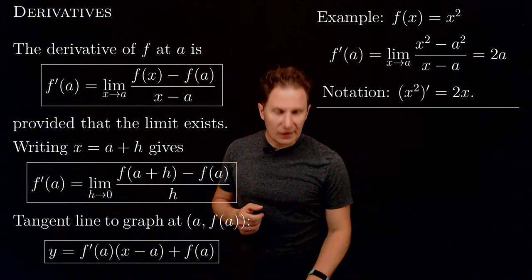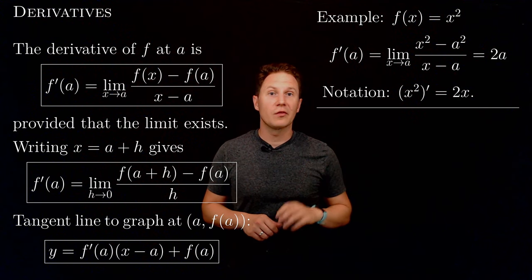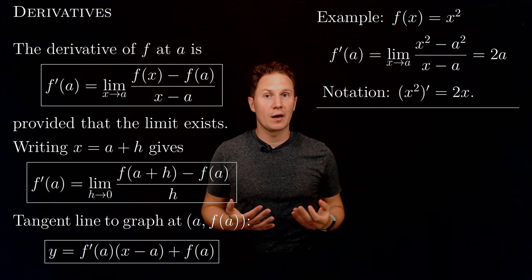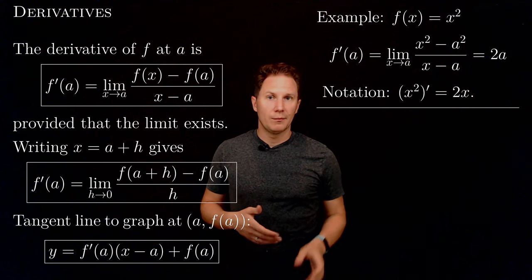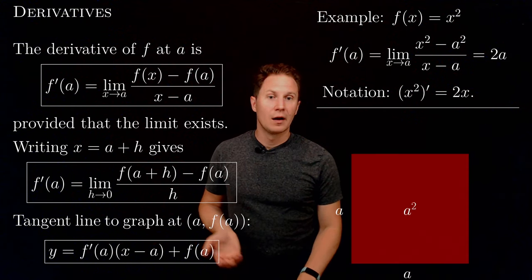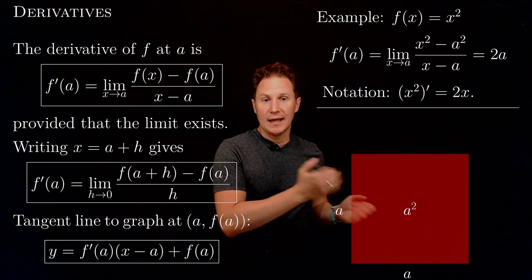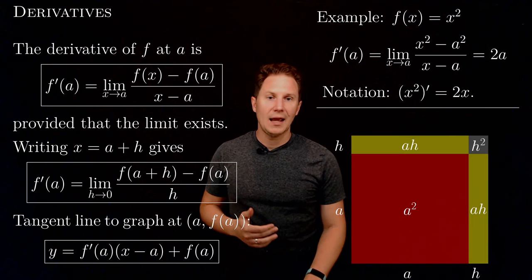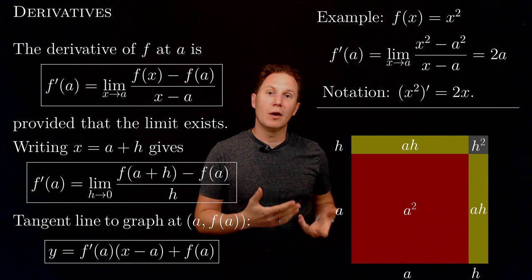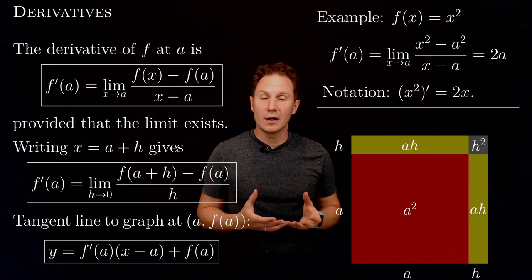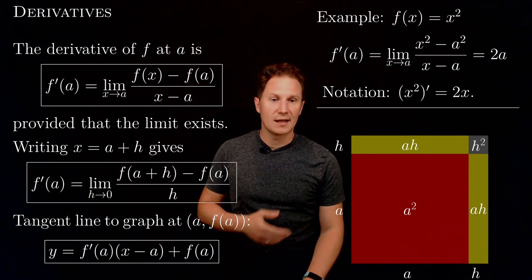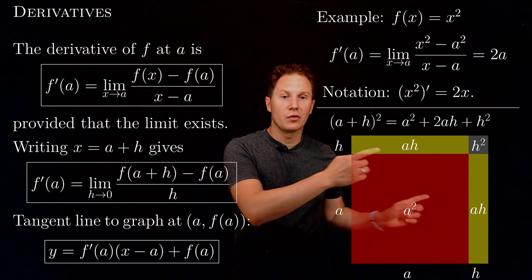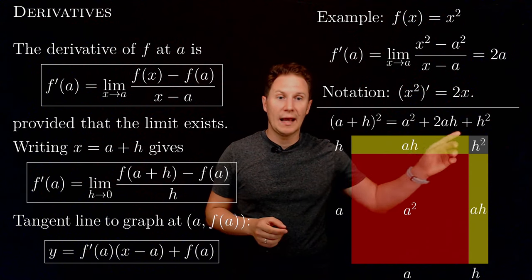Now, this example of the derivative of x squared has a really nice geometric interpretation, because x squared is just the area of a square of side length x. So when x is equal to a, we get a square of side length a, its area is a squared. And when we nudge the side length up by a bit, h, we get a larger square whose area is now (a plus h) squared. But the area can also be expressed as the sum of the areas of the different pieces, so a squared plus 2 times a times h plus h squared.